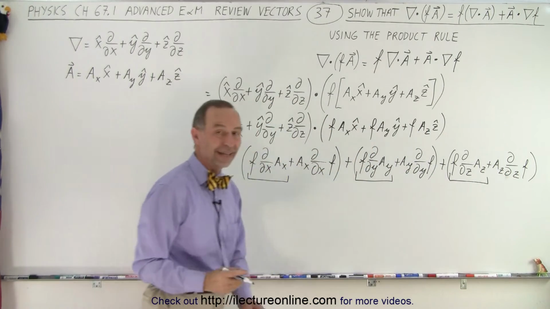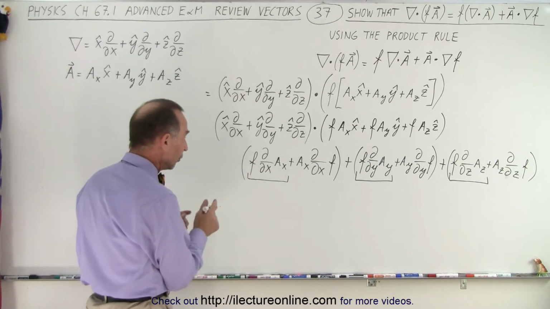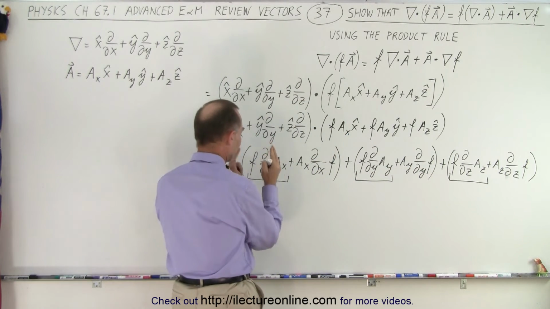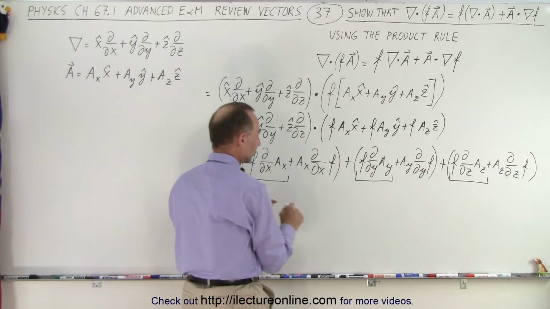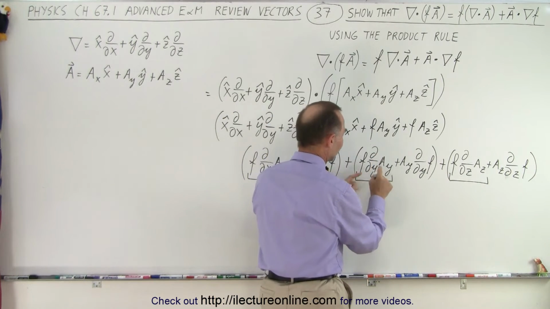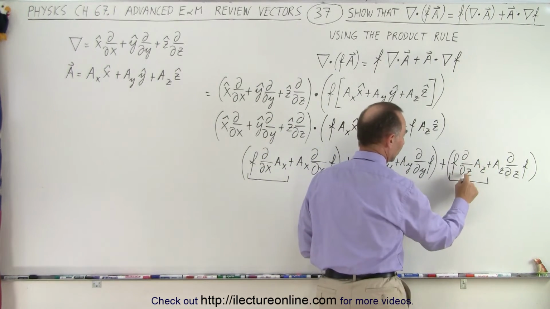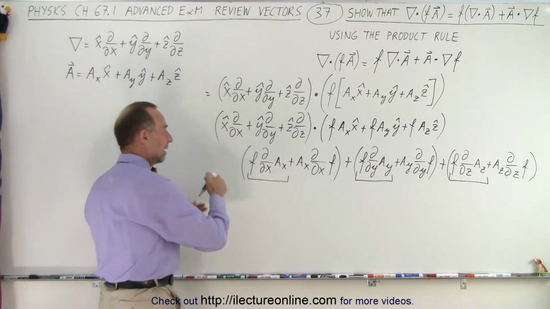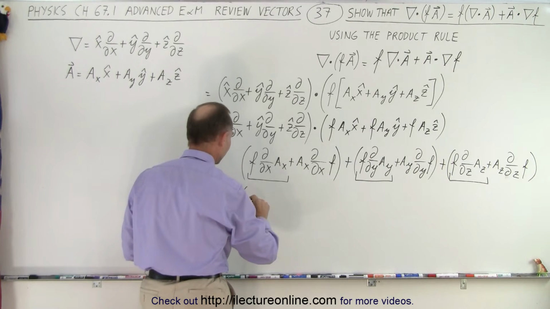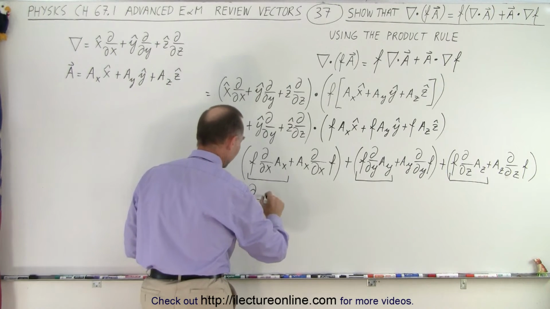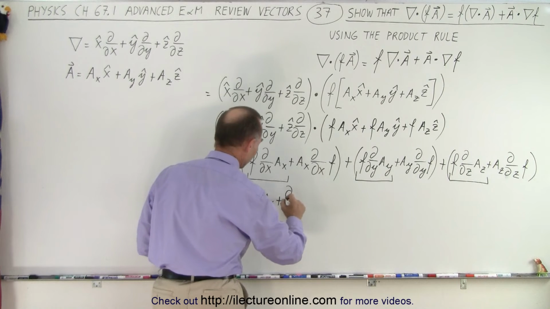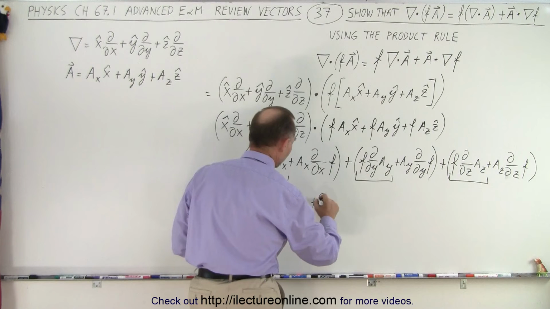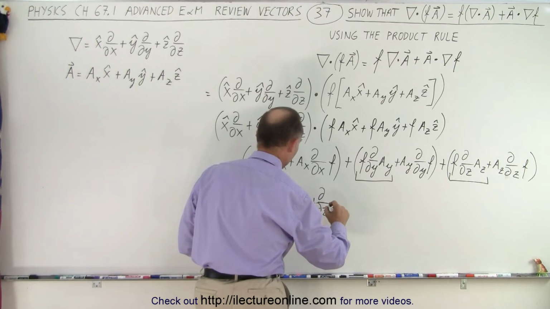Let's take those three terms and group them together. Notice when I do that, I can factor out the function, because it's the function multiplied times the partial derivative with respect to x of a sub x, times the partial derivative with respect to y of a sub y, times the partial derivative with respect to z of a sub z. So I can factor those three terms out, and then I can factor out an f. So I end up with an f times the partial with respect to x of a sub x plus the partial with respect to y of a sub y plus the partial with respect to z of a sub z.